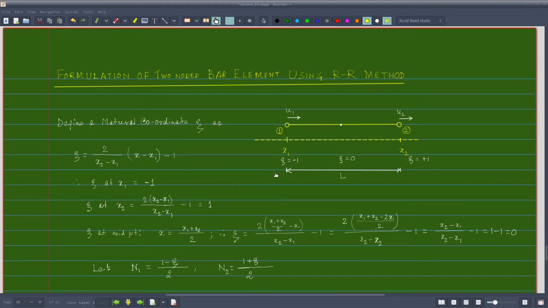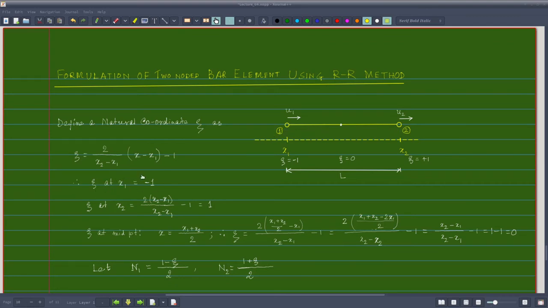Now this time what we do, instead of defining everything in terms of the absolute coordinate, we define something called natural coordinate, which is a pure number, and this natural coordinate we denote here by xi. And xi is defined like this: xi equal to 2 by (x2 minus x1) times (x minus x1) minus 1. All right. Now let us see what are the values of xi at these two nodes.